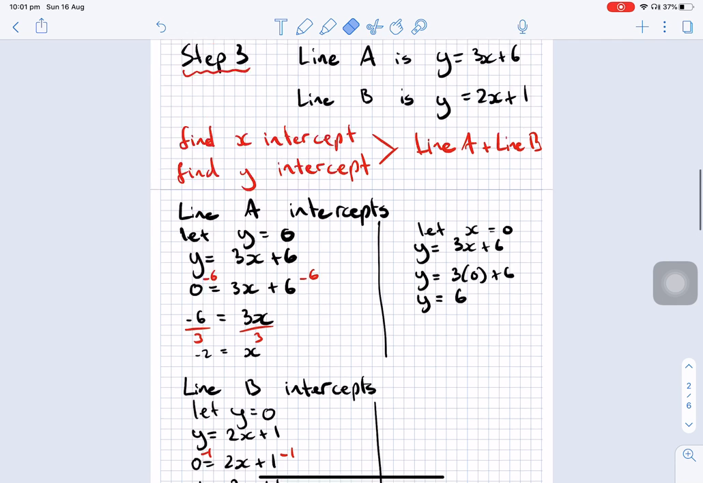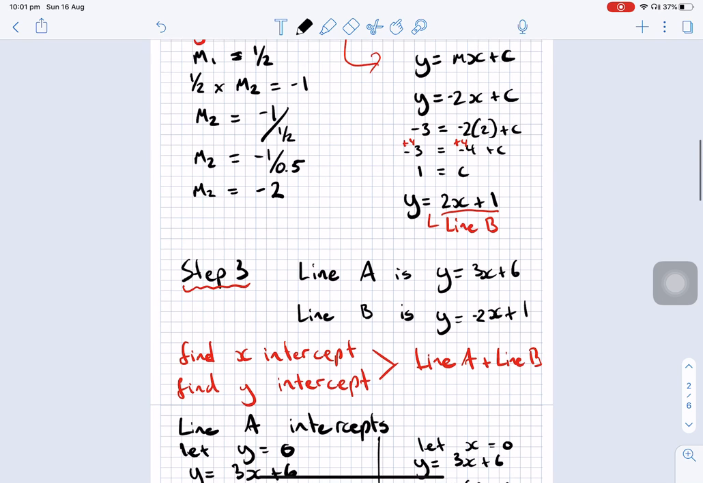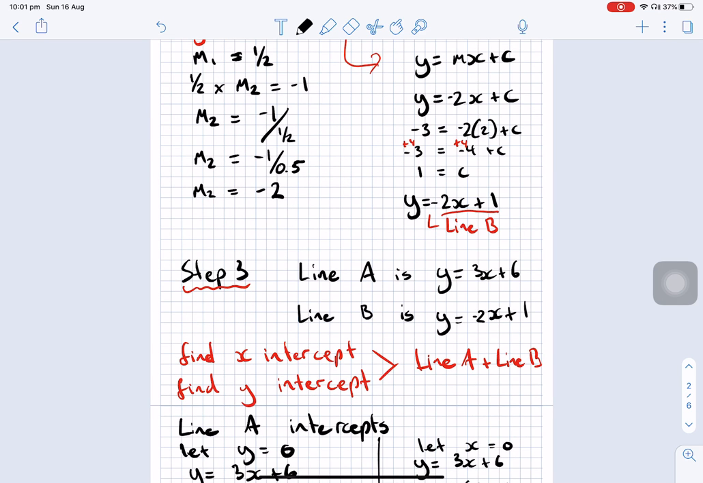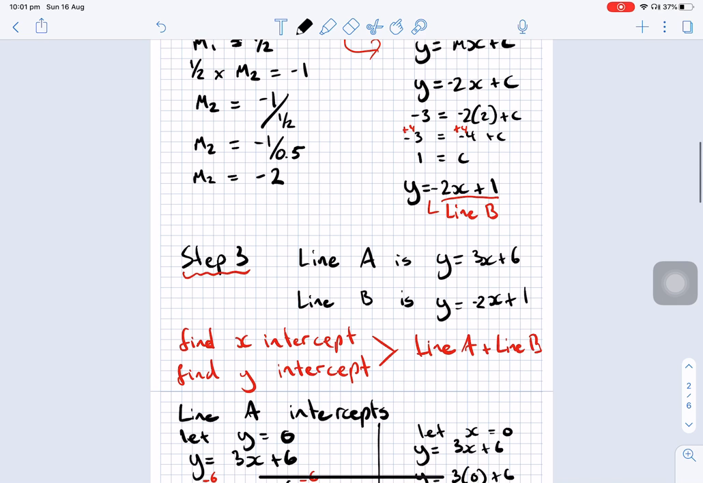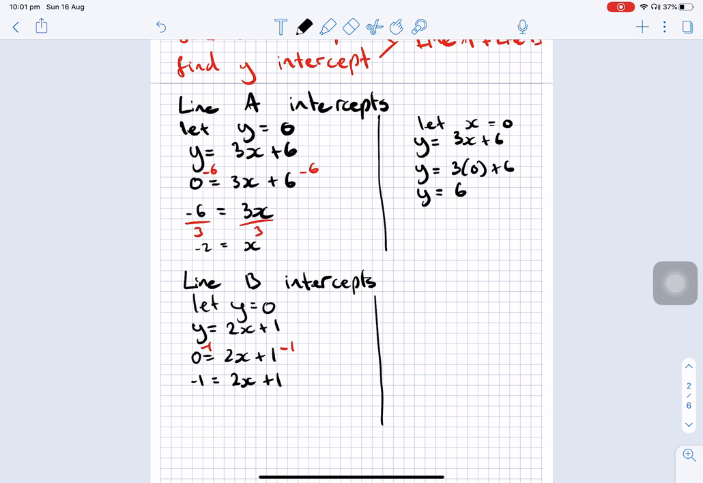No, I've made a mistake here. Sorry, remember this was y equals negative 2x plus 1. Sorry if that fooled you. I'll start this again. So we're still letting y equal 0, but in the equation y equals negative 2x plus 1. And then 0 equals negative 2x plus 1.